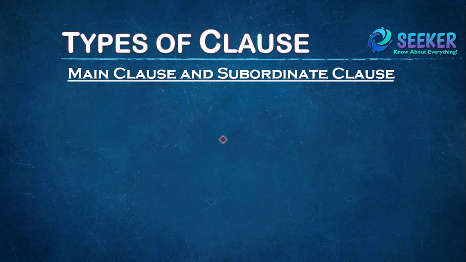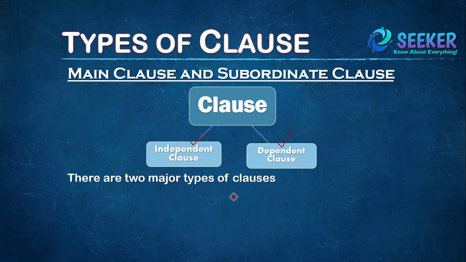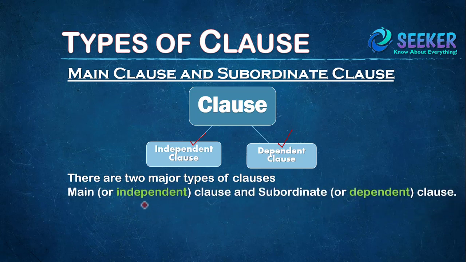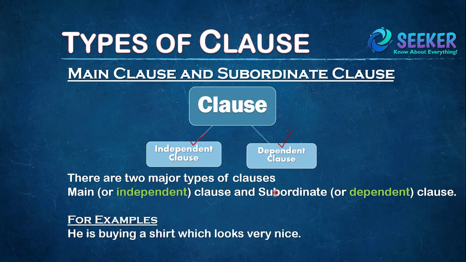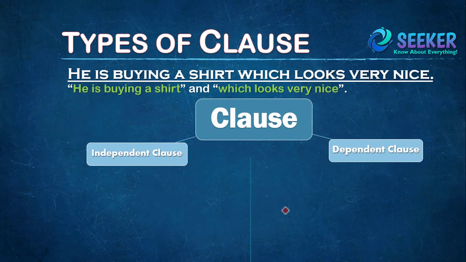Types of clauses. As I already told, a clause is mainly divided into dependent and independent clause. So there are two types of clauses, that is main or independent clause and subordinate or dependent clause. For example, he is buying a shirt which looks very nice. Here, he is buying a shirt and which looks very nice are both clauses. But what types of clauses are these? Let's explain it.